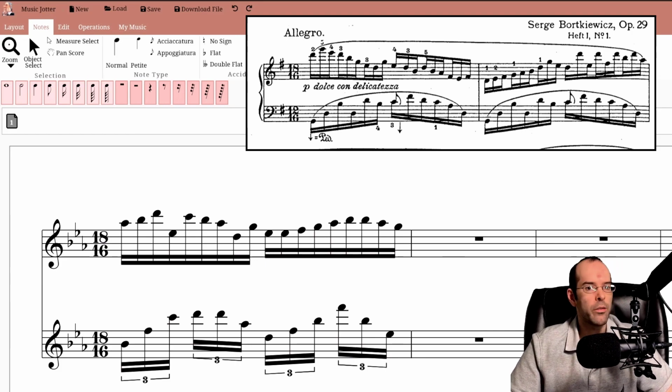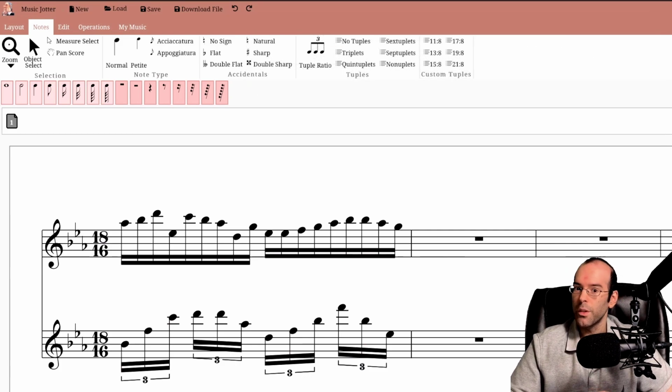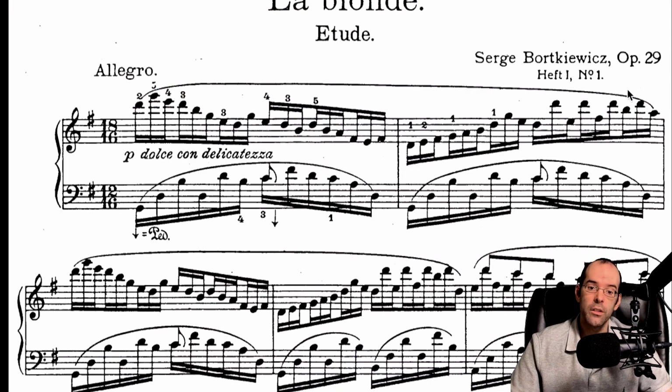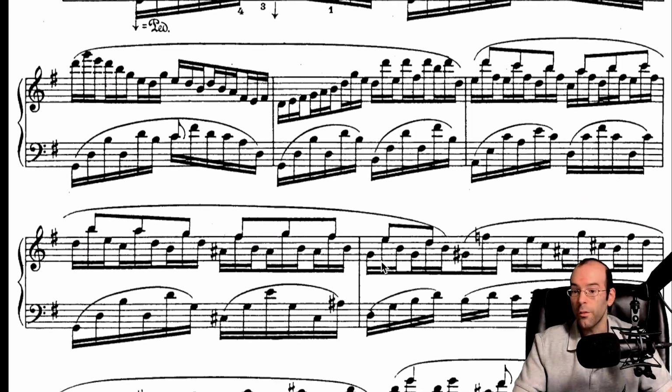It's a bit of a pain if you don't understand time signatures or tuplets, but I just wanted to show you that something like this can be notated in Music Jotter using tuplets. So that's why it's critical in understanding how rhythms work. Let's take a look at another ratio.